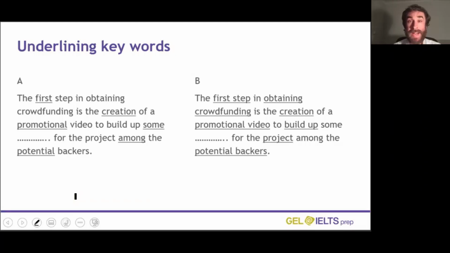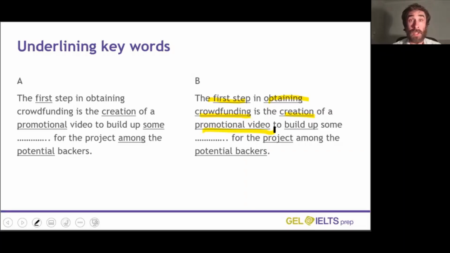Here, student B has underlined more useful keywords. The first step, so we know we're looking for something talking about a process. Obtaining crowdfunding, we could expect to see a synonym of this in the text. Obtaining, we have getting, for example. The creation of a promotional video.